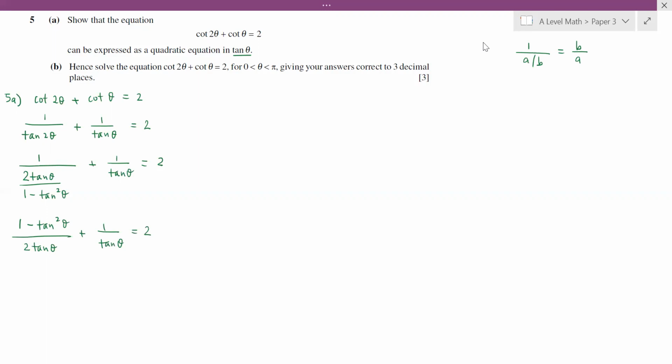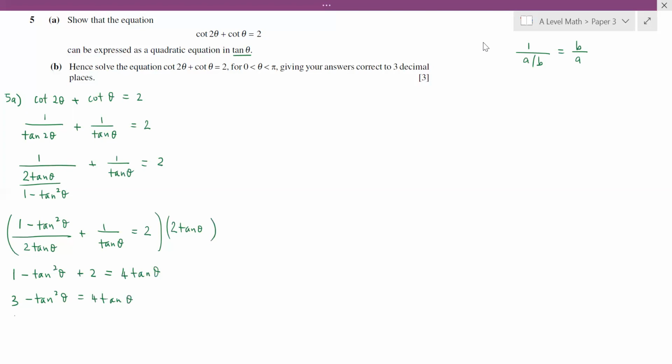The denominator can be eliminated by multiplying throughout by 2 tangent theta. So we multiply all these terms by 2 tangent theta. We are left with 1 minus tangent squared theta. When you multiply 1 over tangent theta by 2 tangent theta, the tangent theta cancels, and you just have 2. 2 times 2 tangent theta is 4 tangent theta. So 3 minus tangent squared theta is 4 tangent theta.